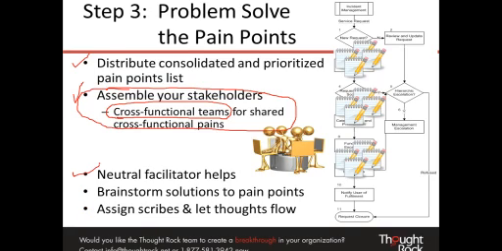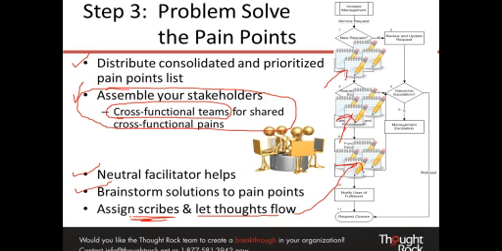So the same things that I mentioned with the brainstorming for the pain point analysis, a neutral facilitator helps. You want to brainstorm for solutions and, again, assign a scribe, just like you did before. Let the thoughts flow freely. And whatever you did before, or maybe use a bit of a different technique this time because your solutions are a bit more detailed, let people just start documenting. It might be loose sheets of paper, it might be whiteboards, Post-it notes, whatever works for the team.